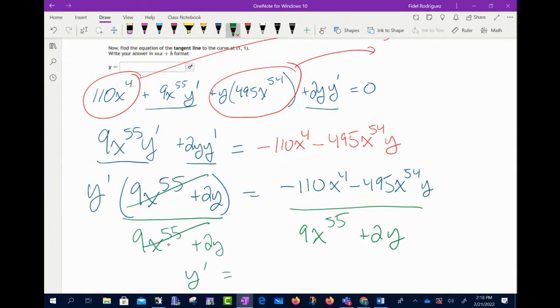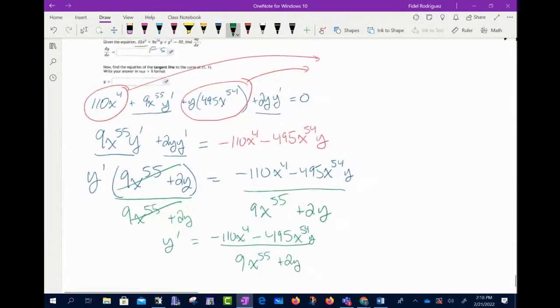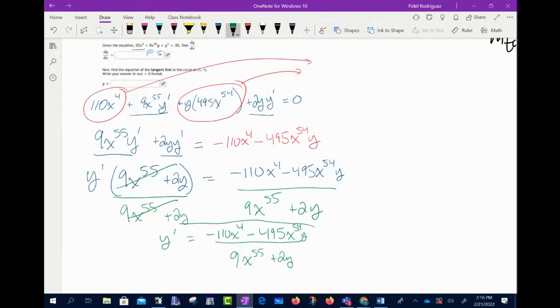So here we go. Y prime equals negative 110x to the 4th minus 495x to the 54th with a y all divided by 9x to the 55th plus 2y. And that would be our answer, y'all, for the very first piece, right? Boom, that would go right there. And then again, if we wanted to do the second piece, which I know we can do, we're going to plug in x equals 1, right? And plug in x equals 1, y'all, should be really, really easy for us to do.